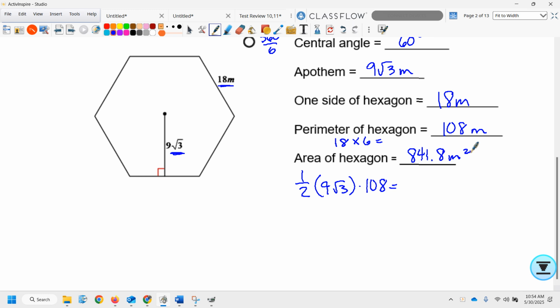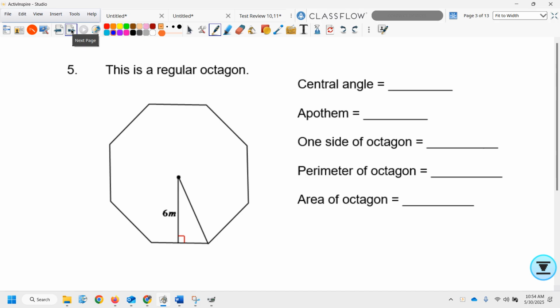All right, this is a regular octagon, right? So that's telling me it has 8 sides. 360 divided by 8 is 45. All right, that's the central angle. I need half of that. 45 divided by 2 is 22.5. All right, now they gave me the apothem. I already know it. That's 6.